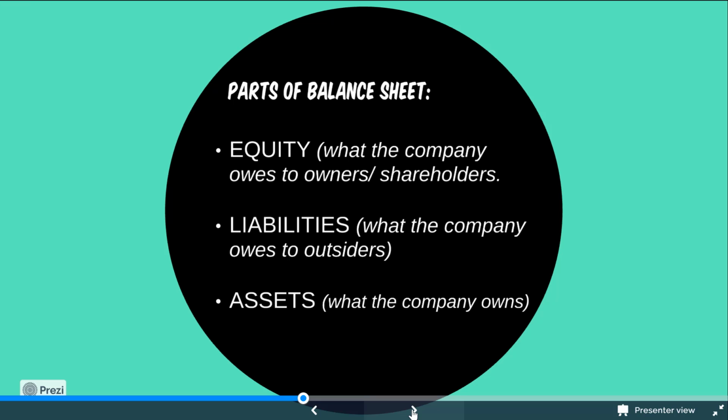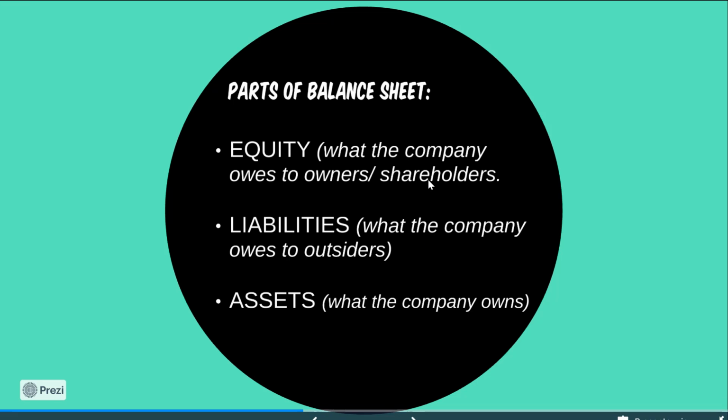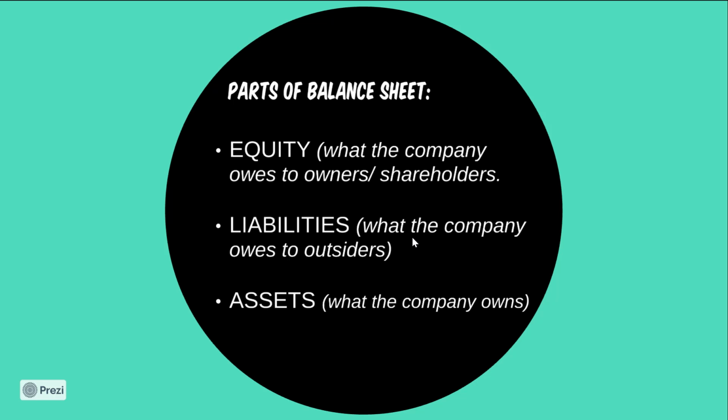What are the parts of the balance sheet? The balance sheet consists of equity. This is what the company owes to the owners or shareholders of the company. The next part is liabilities, what the company owes to outsiders. And the third part is assets, what the company owns.